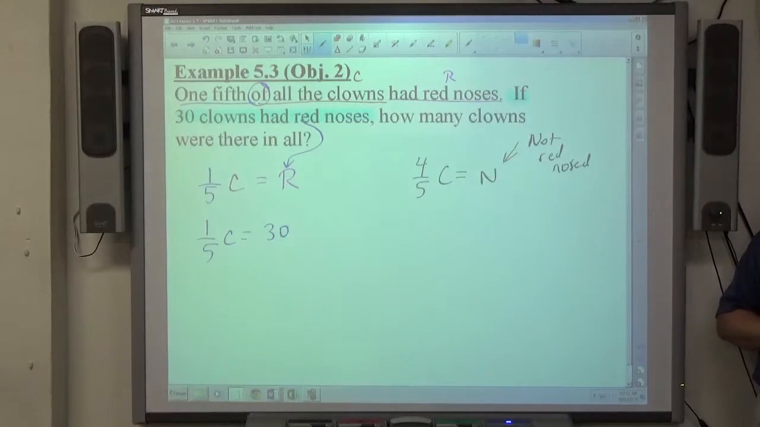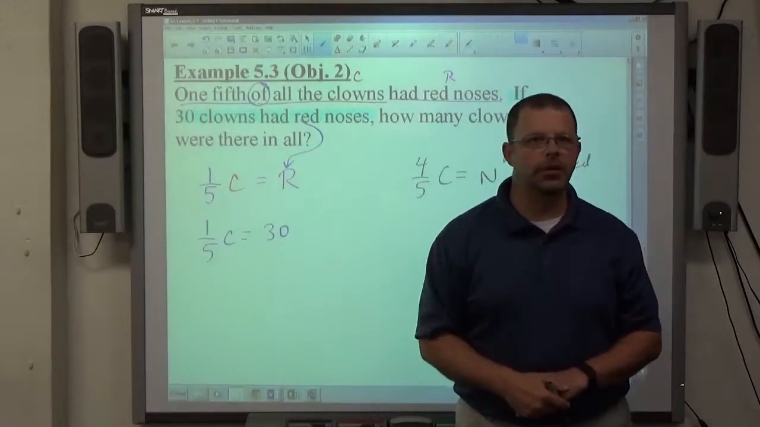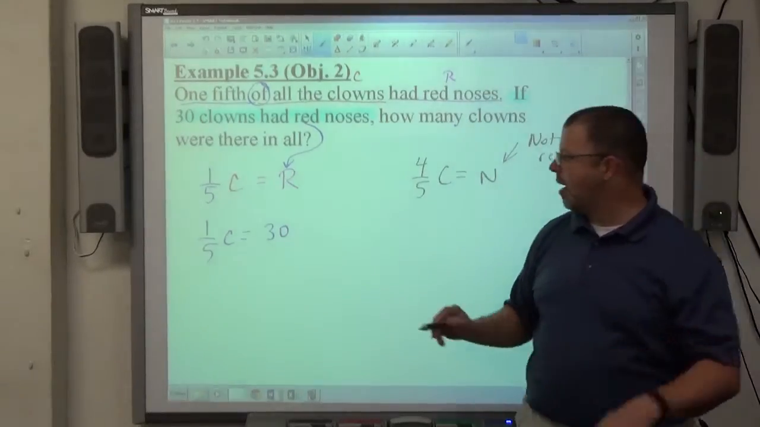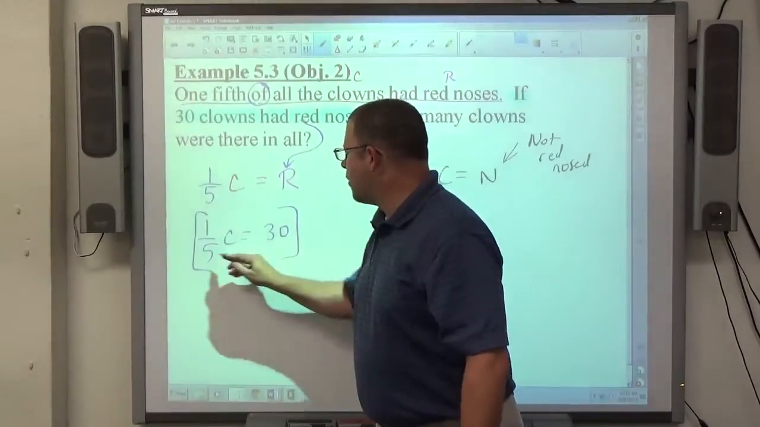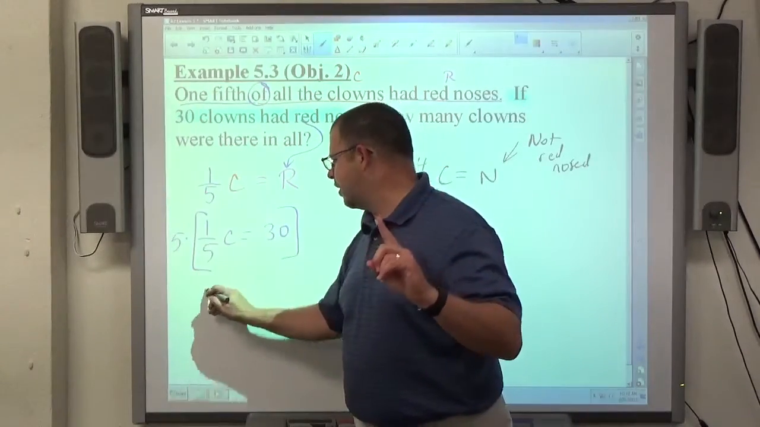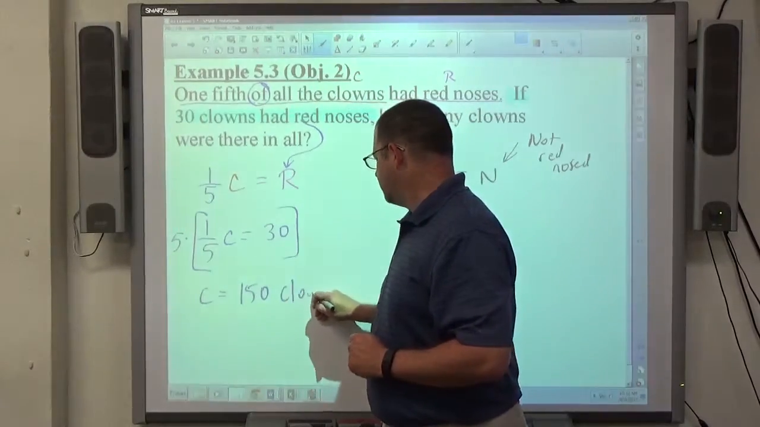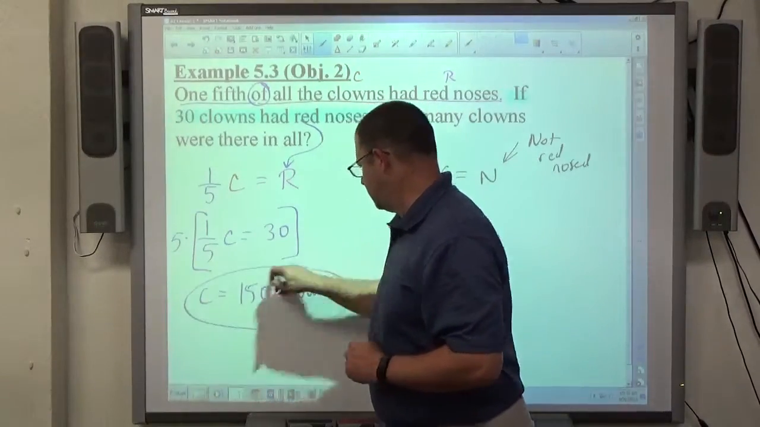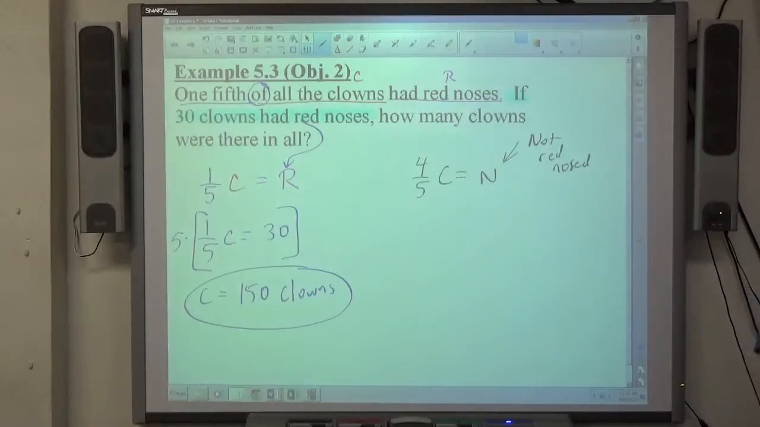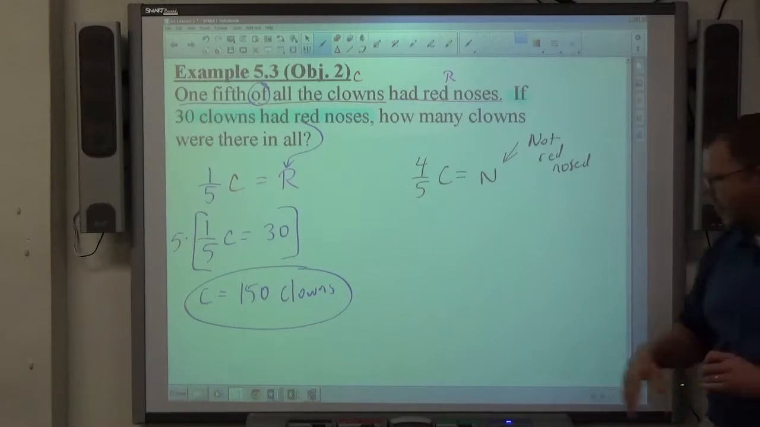And now it's my job to solve this equation. This is how many clowns there were in all. So how do I solve 1/5 times C is equal to 30? Multiply by 5. Very good. If I multiply the entire equation by 5, 5 times 1/5 makes 1, times C is C. 5 times 30 is 150 clowns. Okay, that is a technique for that problem. It's not very difficult to do. It uses algebraic equations.